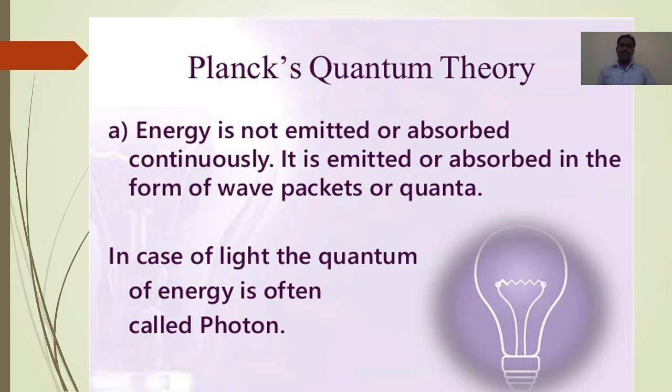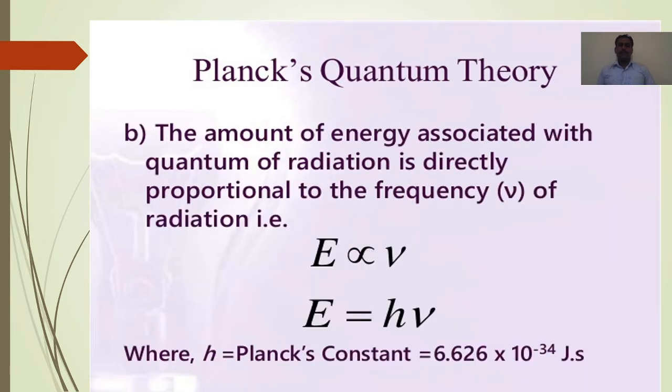Energy is not emitted or absorbed continuously. It is emitted or absorbed in the form of packets or bundles, called quanta. In the case of light, a quantum of energy is often called a photon. The amount of energy associated with a quantum of radiation is directly proportional to the frequency of radiation. E is directly proportional to mu. E is energy, mu is frequency.